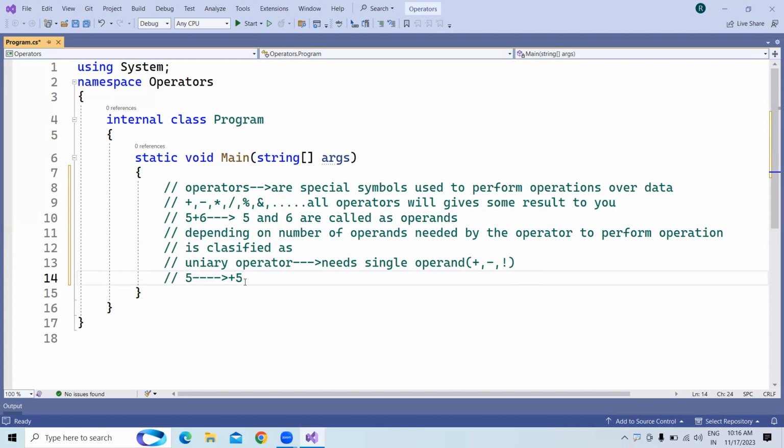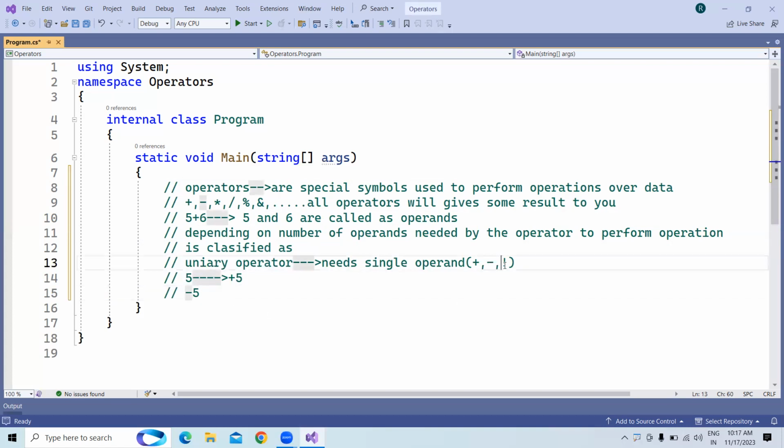Now you observe, this plus is performing its operation on how many operands? Only one operand. So plus can be considered a unary operator also. In the next case, if I ask you to convert this 5 into negative, you will simply keep a negative sign in front of this operand. Now plus 5 is converted to minus 5, a negative number. This minus is an operator which performed its operation over a single operand. That's why minus is also called a unary operator.